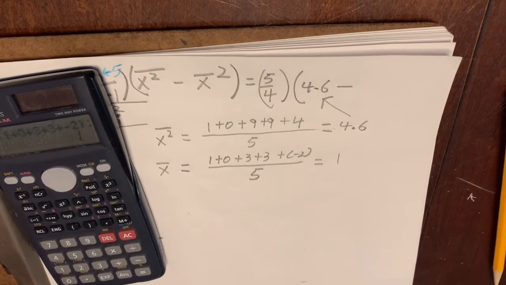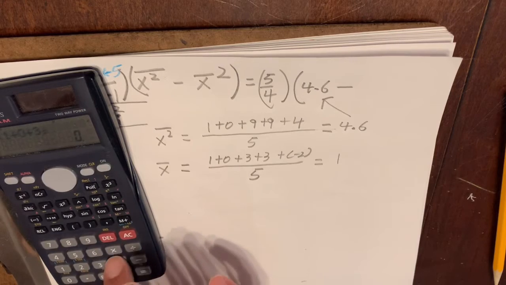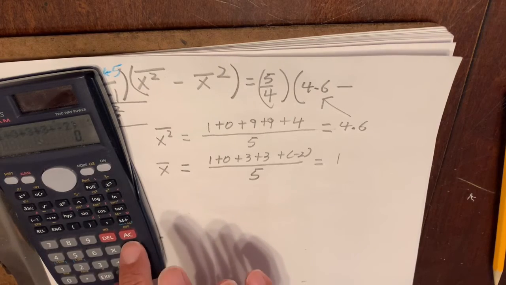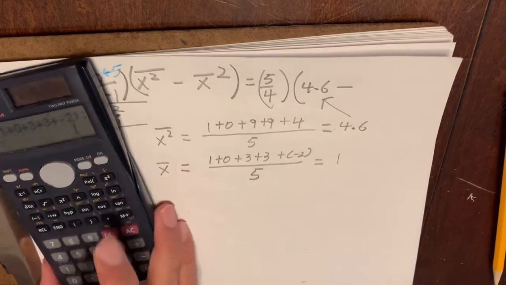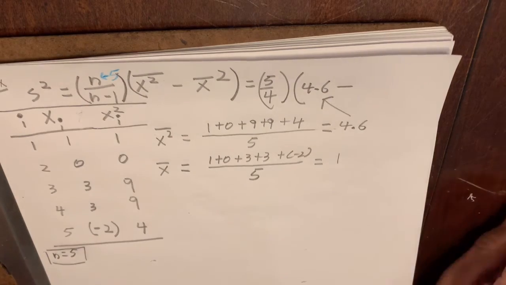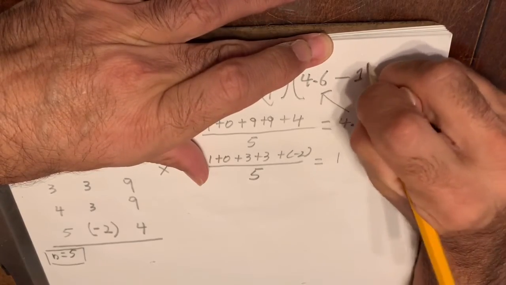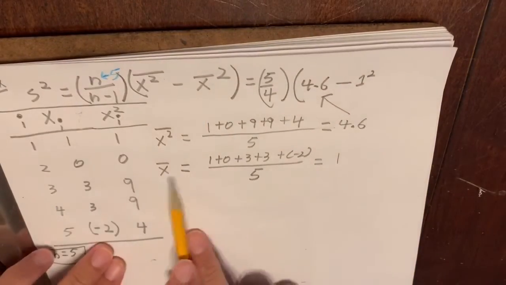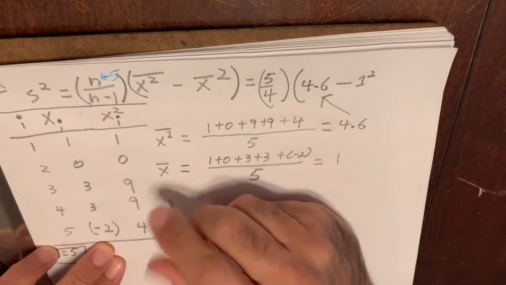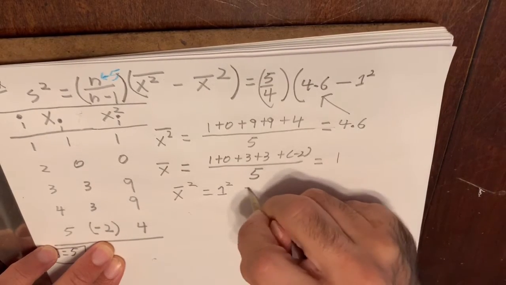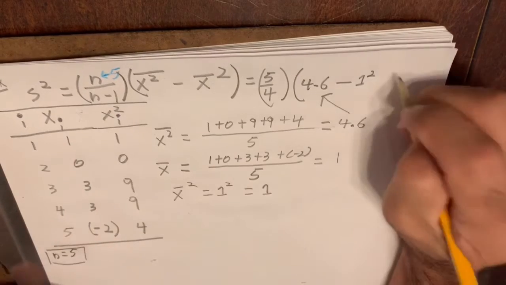Now, when I get 1 exactly, it makes me want to do it over again just to play it safe. So we go 1 plus 0. I know I don't have to go plus 0. Plus 3 plus negative 2, close parenthesis, divided by 5, and we do get 1 exactly. Okay, so it worked out simply. So that means in this particular simple case, this is going to be 1 squared, because it says the square of the average, right? In fact, maybe I should write this down. So x bar squared is equal to 1 squared, which in this case also happens to be 1 in this nice simple case.